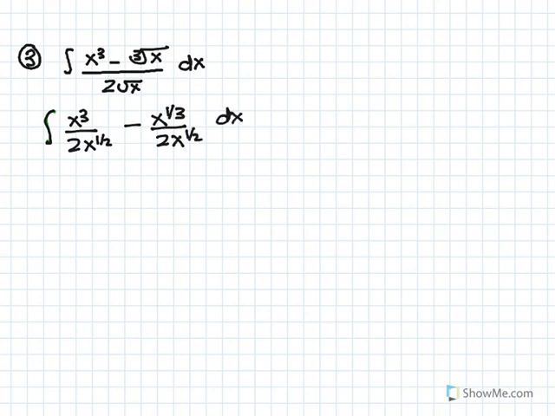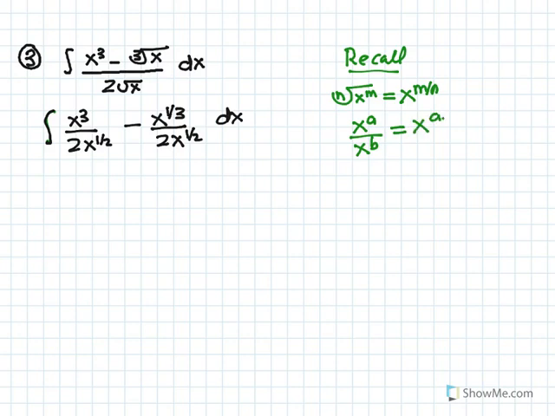Let's go over some basic skills. If you have, for example, the nth root of x to the m, that's the same as x to the m over n. And x to the a over x to the b, same base, you subtract off the exponents. That's x to the a minus b. And 1/3 minus 1/2, subtracting these two fractions, is just negative 1/6.